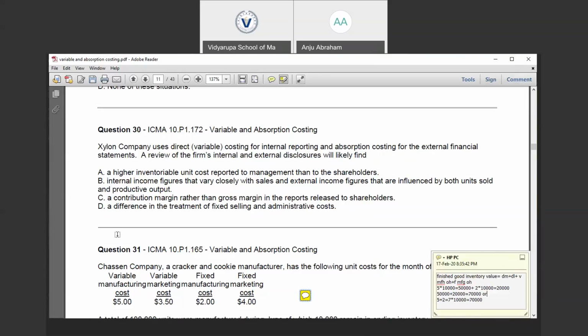This internal reporting is used by managers for decision making, and the absorption costing external financial statement will be provided to the shareholders. So when we review the internal and external disclosures, what will be the likely difference that we could find? Is it option A? Or can you give me an answer?